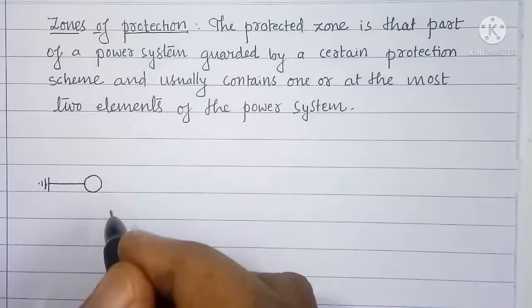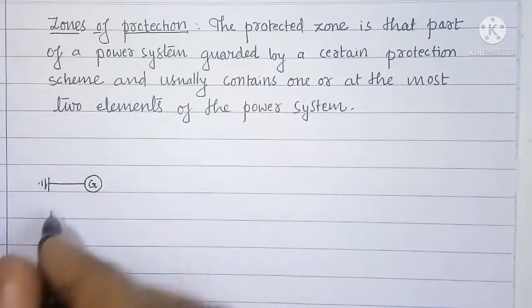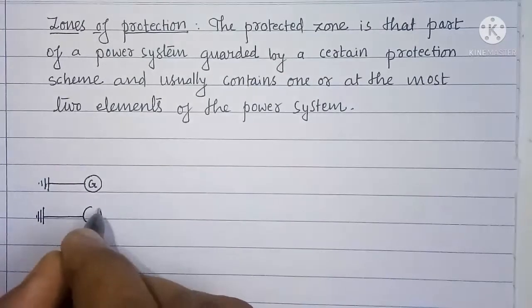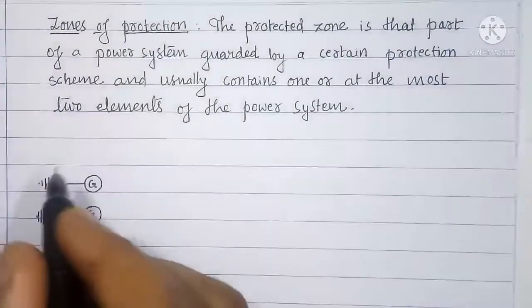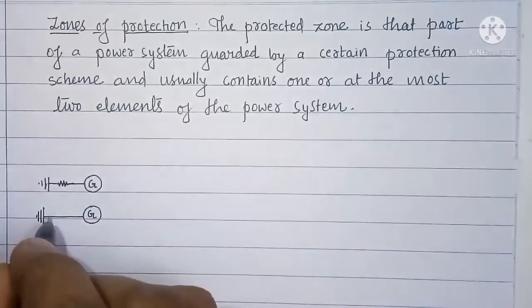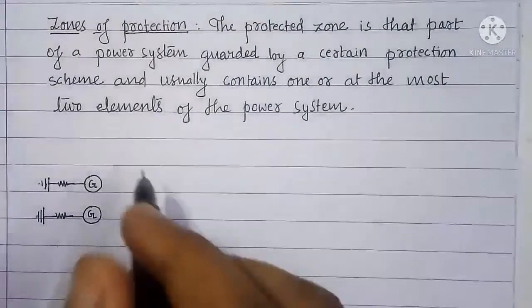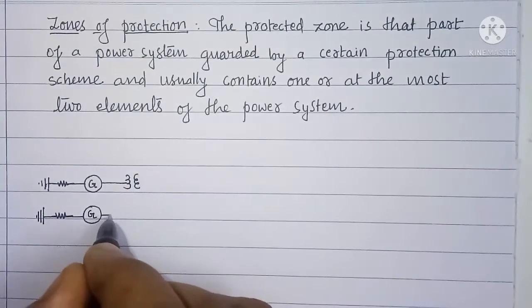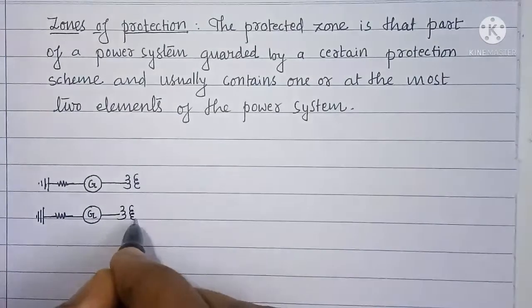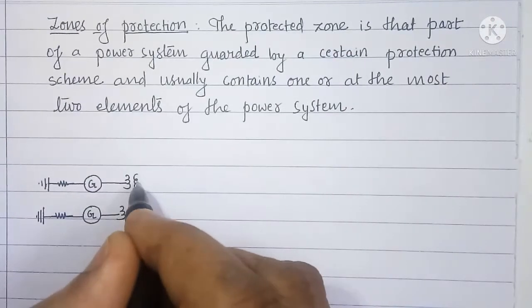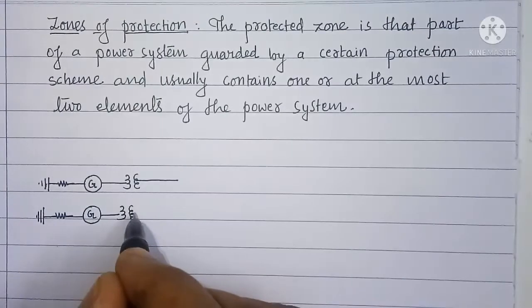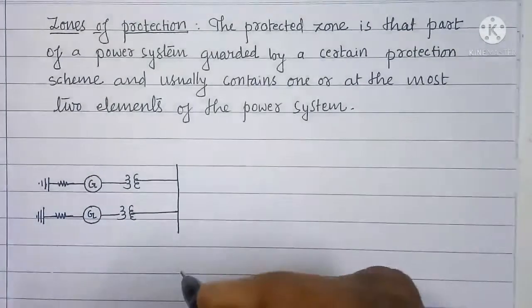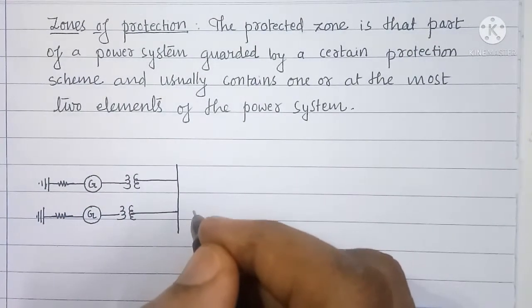I will consider one power system having two generators. First generator, second generator. Resistive grounding is used for both the generators. And here are the generating station transformers, which are usually step-up transformers. And the two generators operate in parallel and feed their power to a common bus. Bus is nothing but a thick conductor which operates at constant voltage.